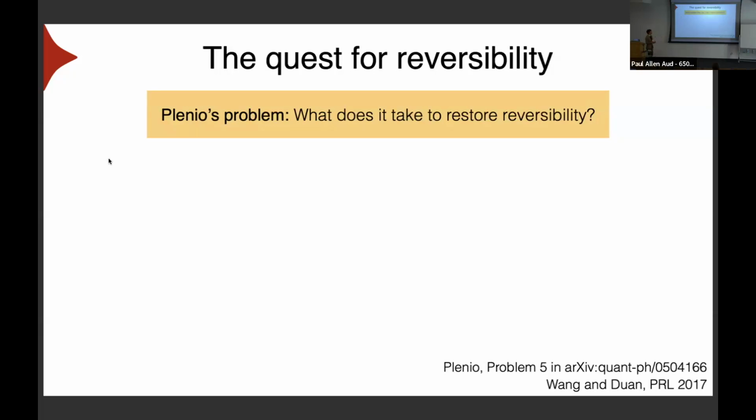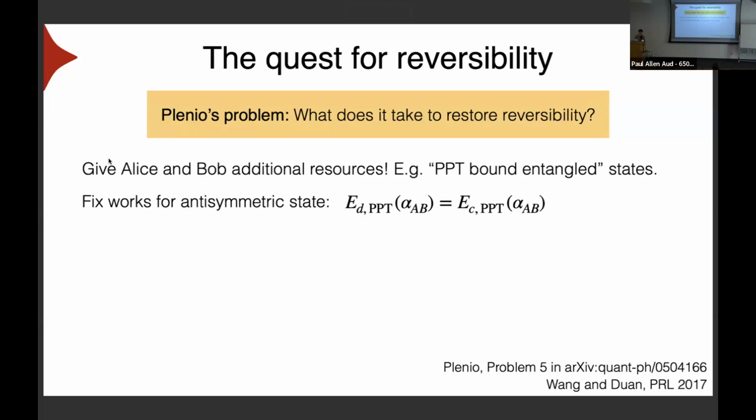Okay, what does it take to restore reversibility? The idea is, let's give Alice and Bob additional resources, because if they're not able to distill with what they have, that is, all-powerful local quantum computers and a classical communication line, let's give them more. For example, you could think of giving them bound entangled PPT states. It doesn't matter what PPT means, but it has to do with a partial transpose, one that Sagar also talked about.